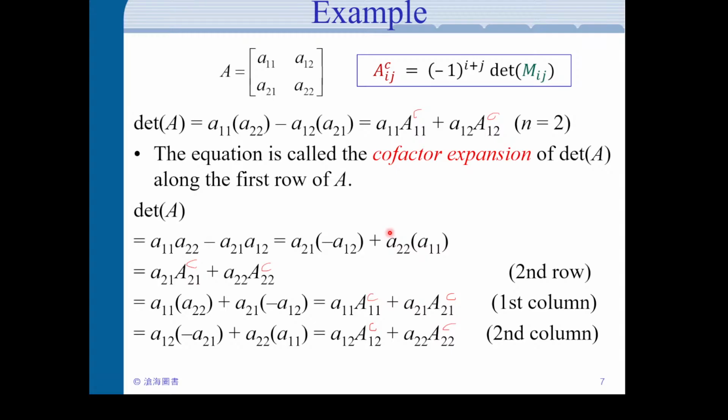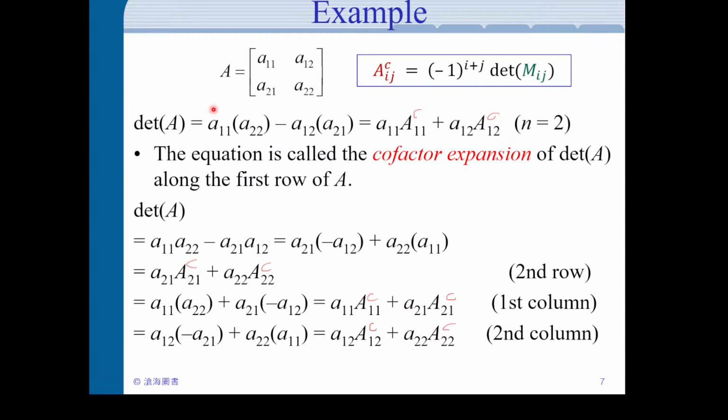And not only that, you can expand not only on rows, you can expand on any column. So you take a column, and then you take A11 times the cofactor of A11. So this is the same as when you expand on the row. So A11, then AC11 is A22. Then you take A21 and AC21, then it's once again A21 minus A12. And similarly, you can expand on the second column and get the same determinant.